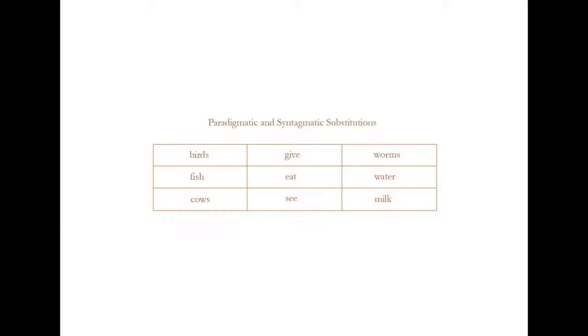In this table, we can analyze vertical and horizontal relationships. The table shows vertical and paradigmatic substitutions are interchangeable. It refers to the relationship of similar words, for example, birds, fish, or cows. Give, eat, or see. Worms, water, or milk.